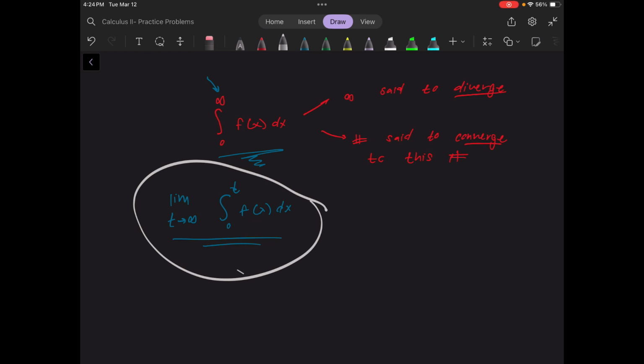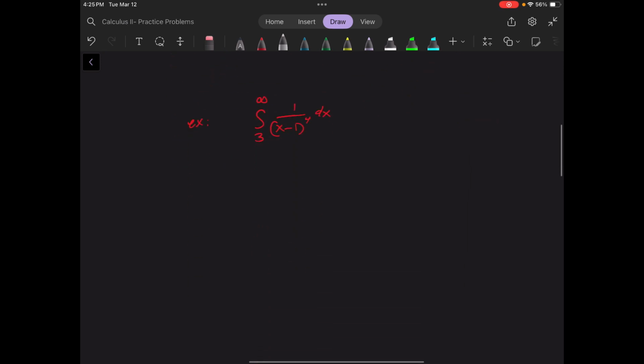That's something we can do, right? So the result of that integral is either going to be infinity, in which case the integral is said to diverge, or it's going to approach a finite number, right? And then that integral is said to converge to that number if it actually ends up as a number. So let's just look at an example.